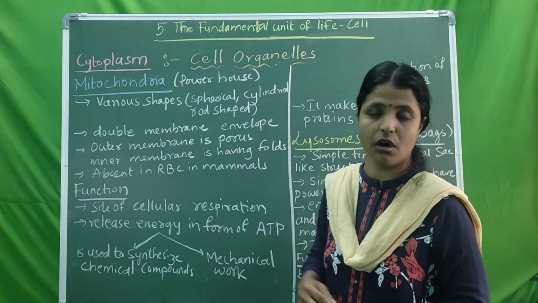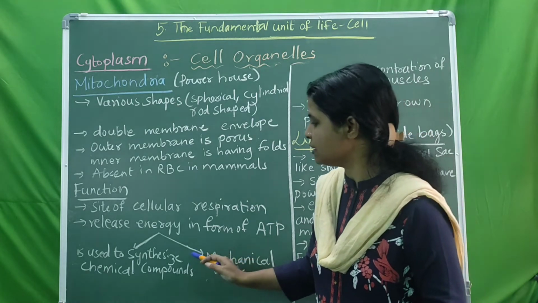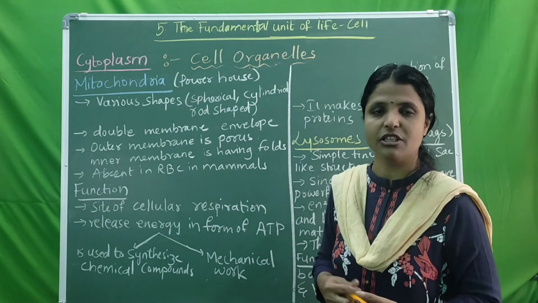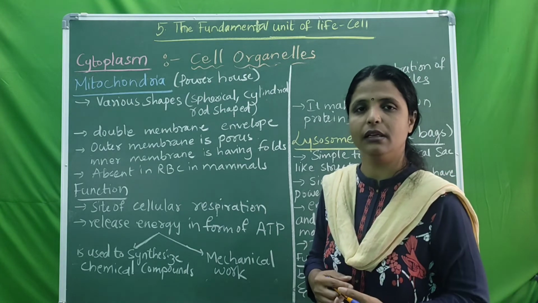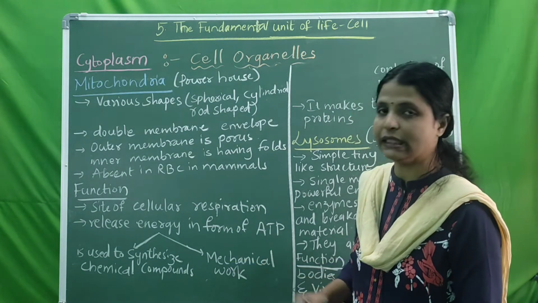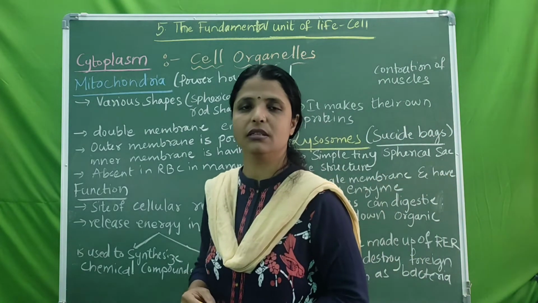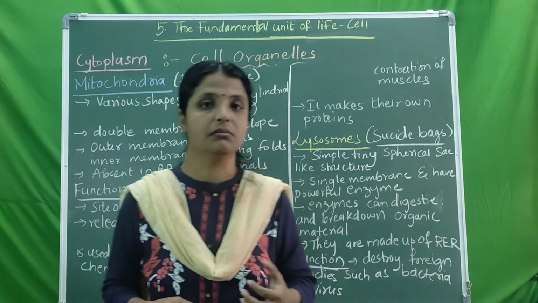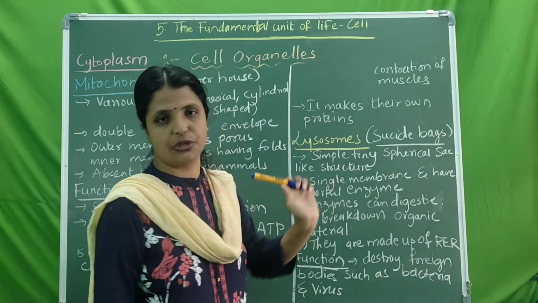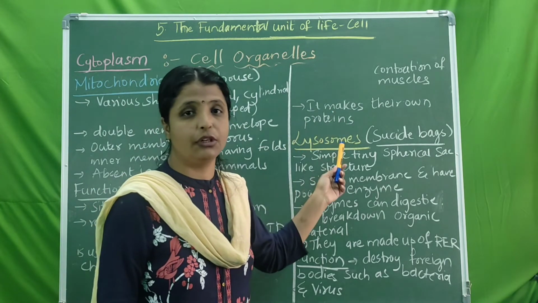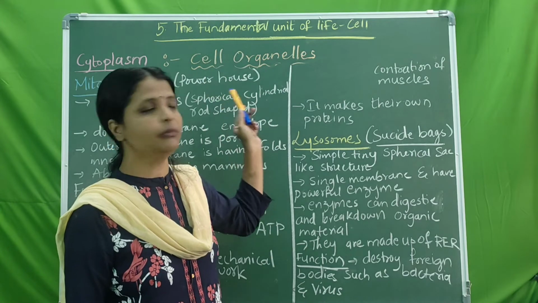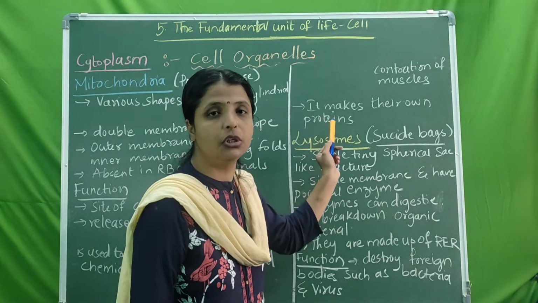I told you adenosine triphosphate energy is released in that form, but the energy here is released in two ways. How? First thing, it helps in synthesizing chemical compounds. You know, chemical reactions take place in our body, in the cell, and that helps in the forming of compounds. Second, it helps in mechanical work. Mechanical work in the sense of contraction and relaxation of the muscles. Third, it makes its own proteins, okay. As I told you, organelles are rich in making proteins. So mitochondria is also one of them which makes its own proteins.